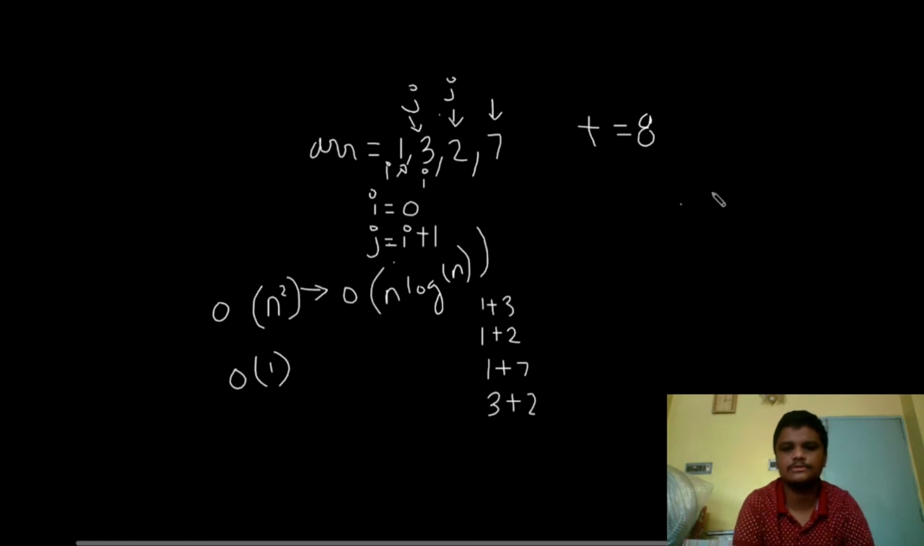Let's say we have an array ARR which contains elements 1, 3, 2, 4, 5.